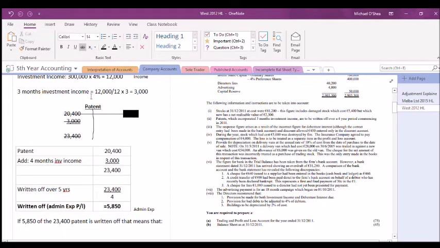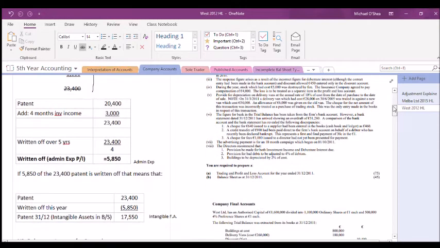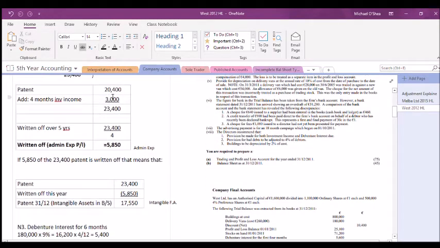Basically, investment income is included, and it's a credit side figure. It's included in patents, which is debit. So again, you're just adding it to get rid of it, which is unusual. Usually you take away something to get rid of it, but in this case, the credit figure is included in the debit figure. So add to get rid of it.